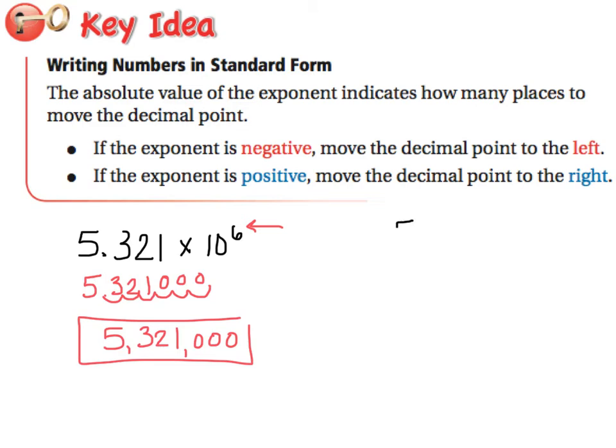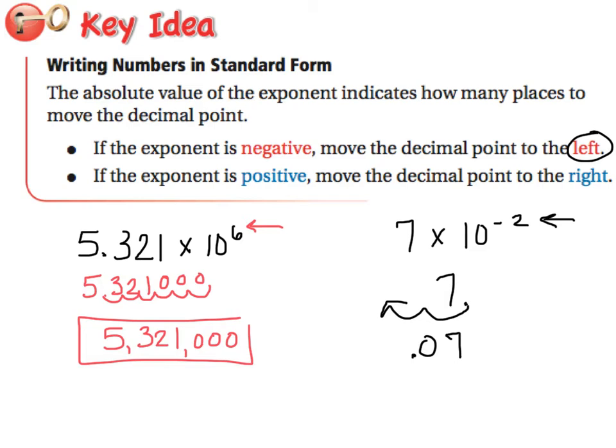If I gave you 7 times 10 to the negative 2, because now the exponent is negative, we're going to move our decimal to the left 2 spaces. So our decimal place is to the right since it's the whole number, so we're going to move it to the left 2. And my answer would be 7/100ths, or 0. Let me change that here.